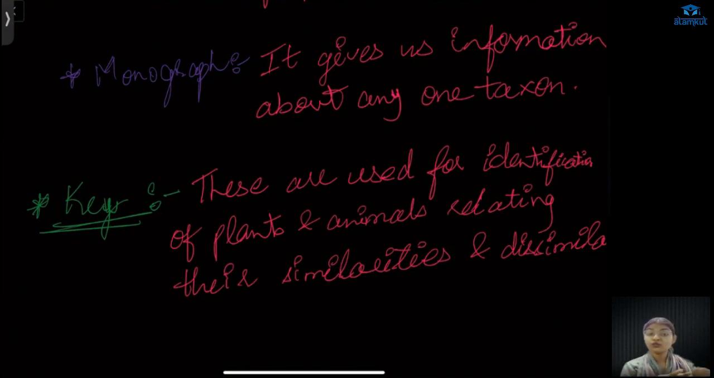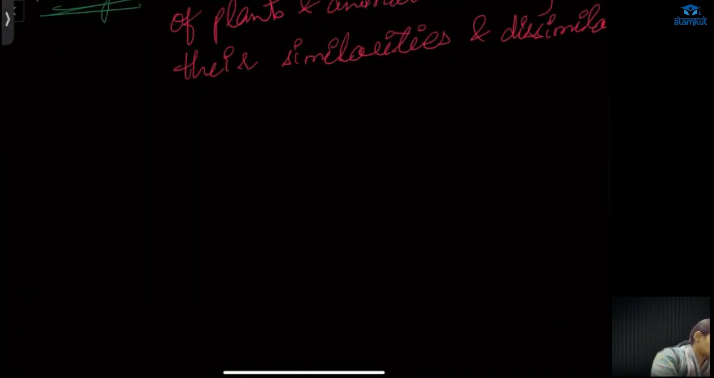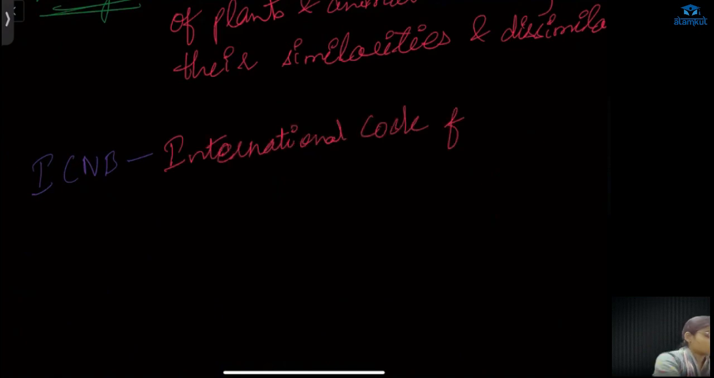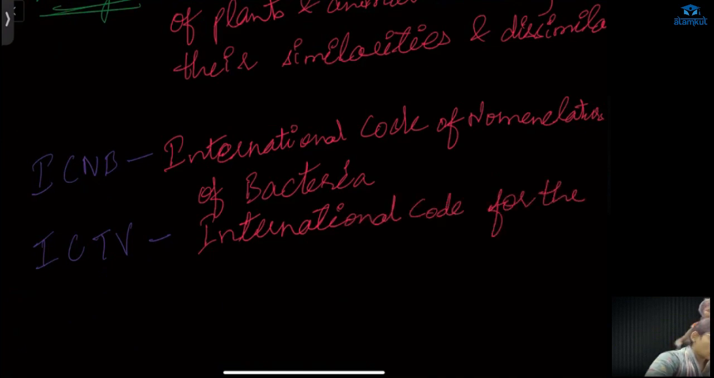Now there are certain full forms which can be asked in this chapter. First full form is ICNB, yeah, ICBN. Okay, first is ICNB. Let me write. Full form is International Code of Nomenclature of Bacteria. Then the second full form is ICTV. Its full form is International Code for the Taxonomy of Viruses.